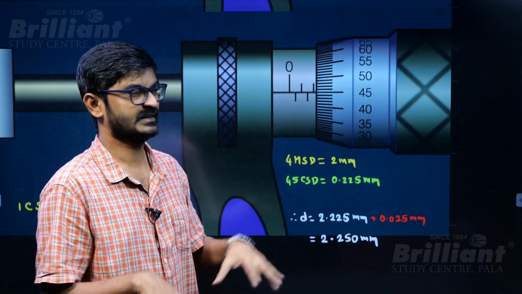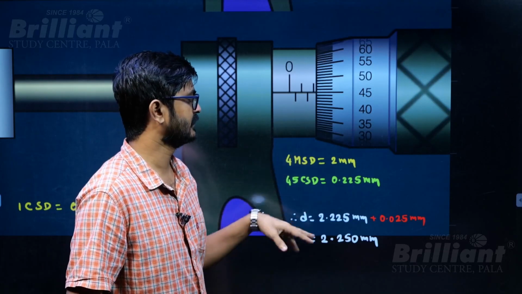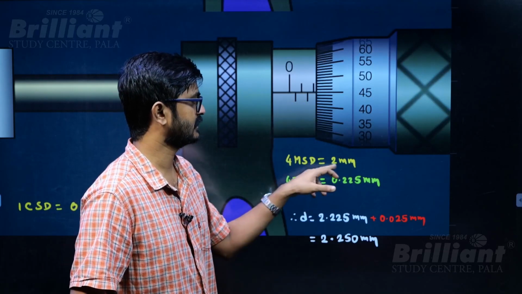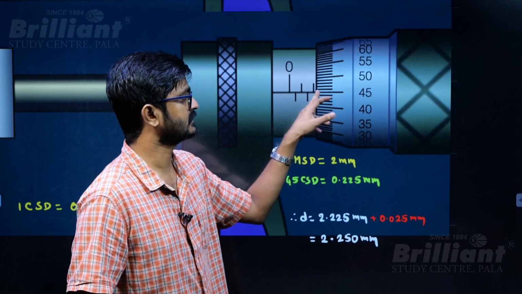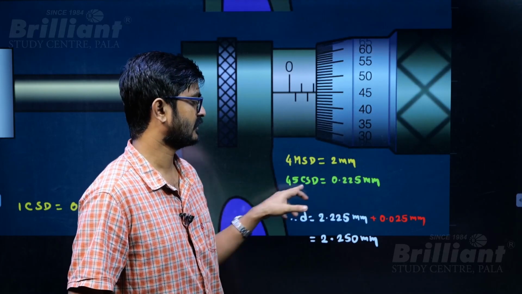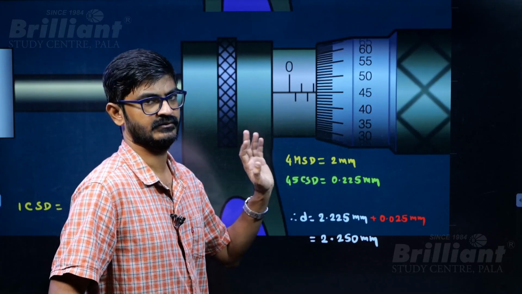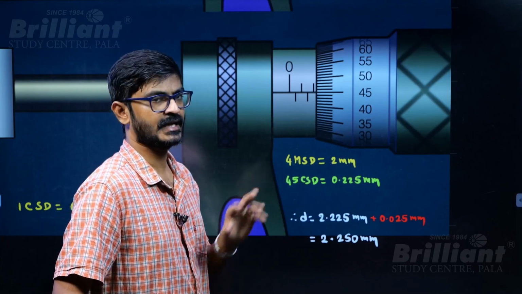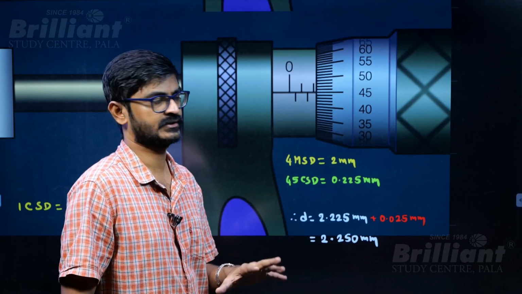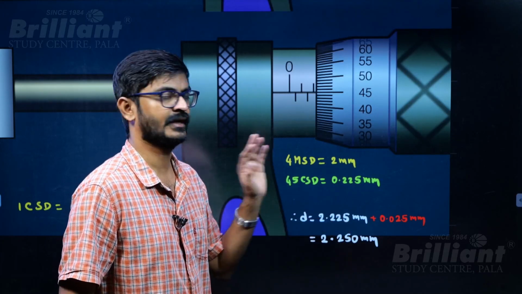If it is a perfect screw gauge, how will we be measuring the length? We will see how many main scale divisions there are, which is 2 mm, and how many circular scale divisions there are, 45, which is 45 into 0.005, which is 0.225. Now this plus this has to give us the answer if it is a perfect screw gauge, that is 2.225 has to be the answer.